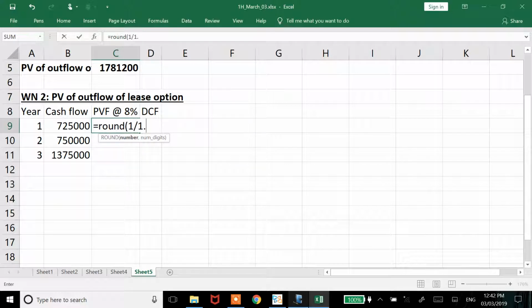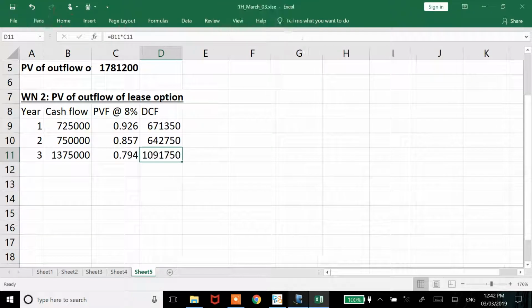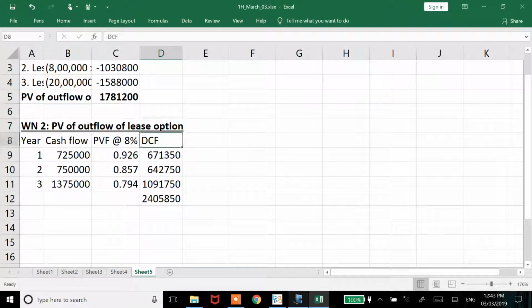1 divided by 1.08, 3 years. The lease rent looks to be very high, so we will go ahead with the loan option. Loan option is the preferred route in this case. 24 lakh 5,850 is the lease rental which we are getting. Any doubts on this? Clear?